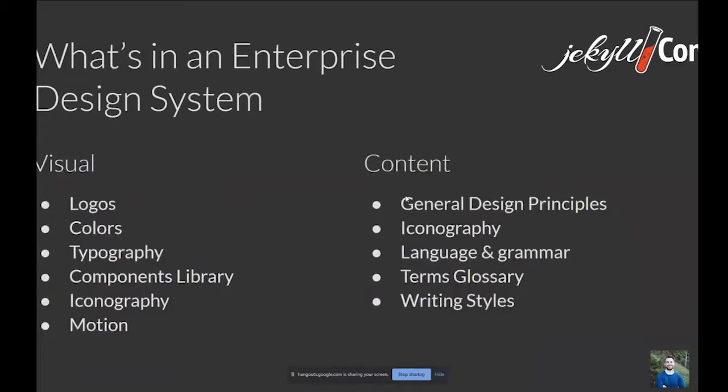So this is what I've found digging into enterprise design systems. They can be broken down into two different categories, visual and content. We'll be focusing on the visual side of things. This comes down to logos, colors, typography, iconography, motion. The big thing that we'll be looking at today will be the components library. The other things should be general philosophies, how to write things, the language and grammar, that sort of thing.